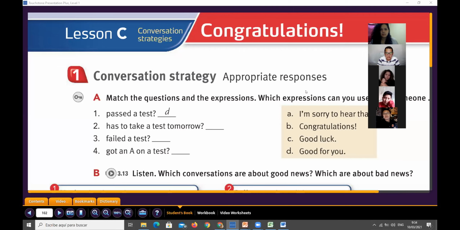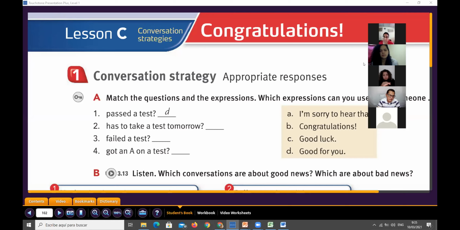Appropriate responses. Or imagine that I say, I feel terrible. And you look at me and say nothing. It's like you don't care, or it's not important for you what I say, right? So here what we have is appropriate responses. Suggestion, of course, right? So it says over here, can you help me, please? Help me. Conversation strategy and instruction A. Help me, please. Conversation strategy. Appropriate response. Make the question and the expression.